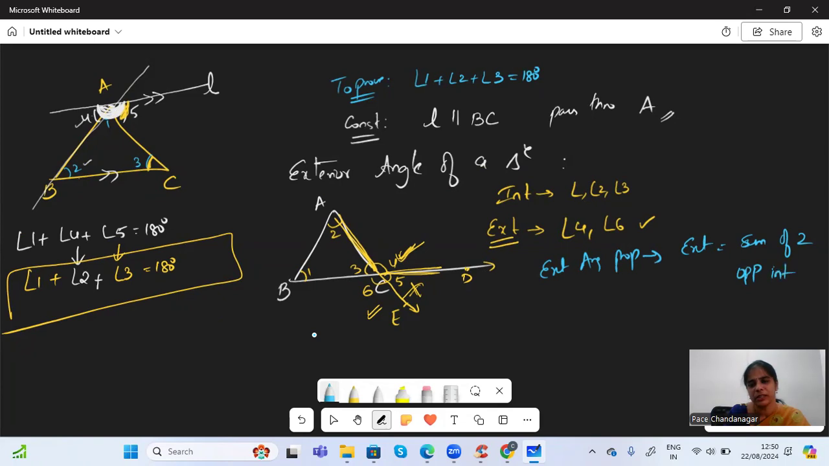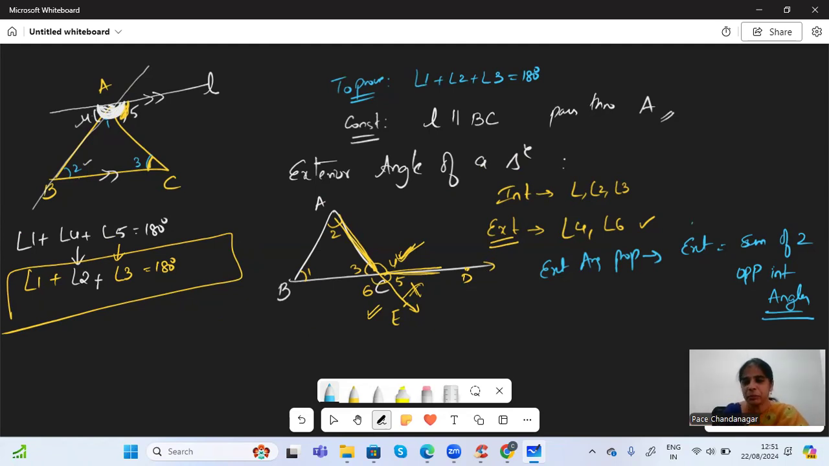Now, can you tell me what does this mean? Read the question, read the statement clearly, and figure out an equation from this. Right, think about it. Exterior angle property, what does that state? Your exterior angle is equal to the sum of the two opposite interior angles, not the adjacent one. Adjacent in the sense it is just beside.